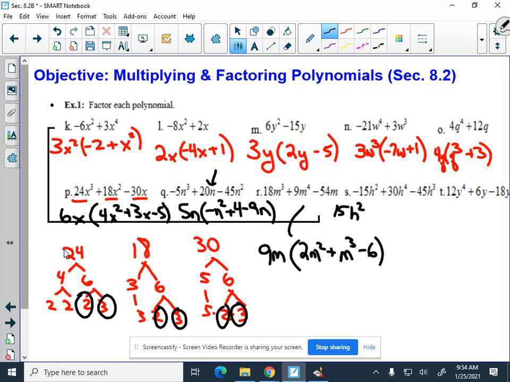15 will go into all three. H squared, at least 2. Negative 1 plus 2h squared minus 3h.